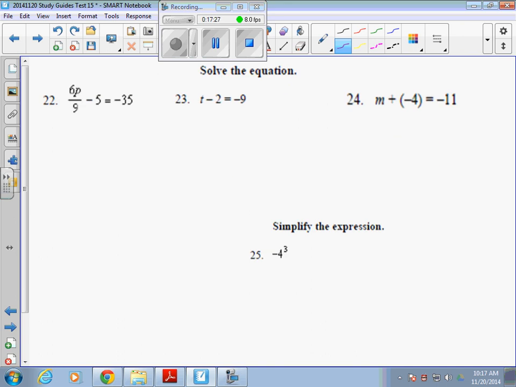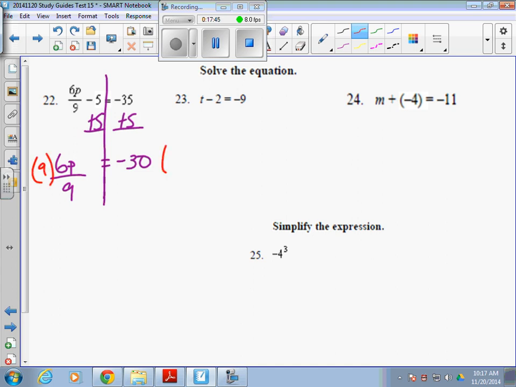22 says 6p over 9 minus 5 equals negative 35. Undo minus 5 by adding 5 to both sides. Negative 35 plus 5 is negative 30. 6p divided by 9. Undo divide by 9 by multiplying by 9. If you do it there, do it here. Positive times a negative is going to be a negative. 30 times 9 is 270. This cancels out. We have 6p equals negative 270.